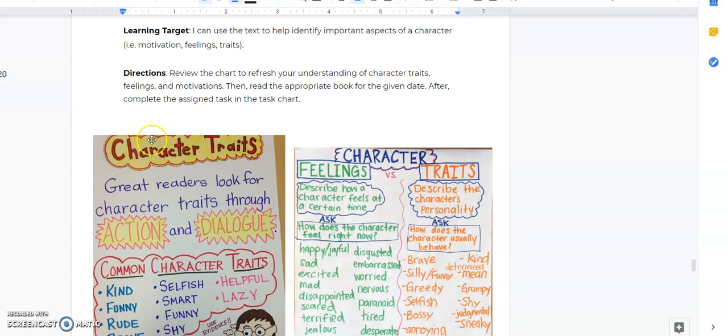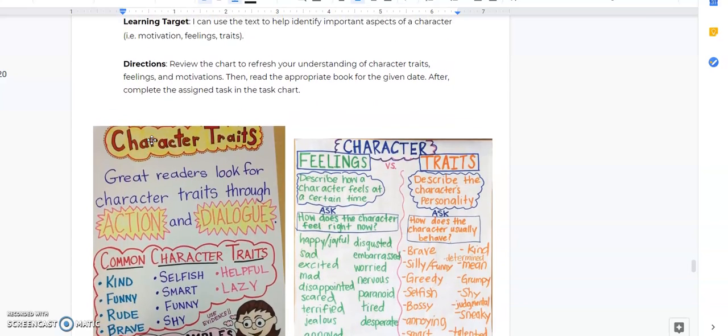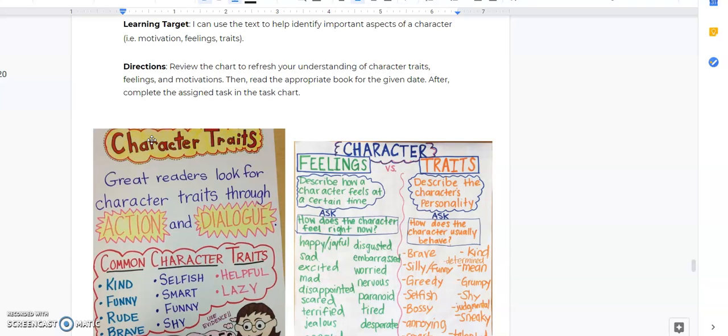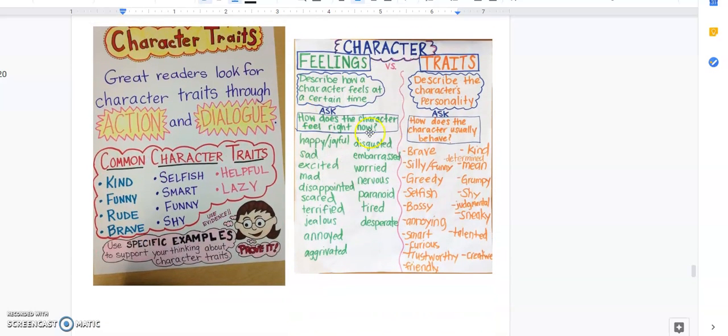So this is what the packet is going to look like for this week. We're going to be focusing on characters this time. Our learning target for the day slash week, and in the packet as well, is that I can use the text to help identify important aspects of a character. So, i.e., for example, motivation, feelings, traits. How would you describe the person? How is the person feeling? What are they doing? Why are they doing that? Things like that. Okay. So here are a couple little charts that help you understand characters and their traits.